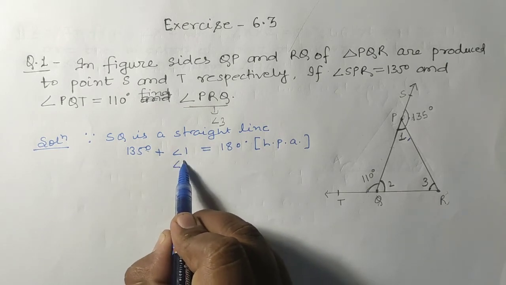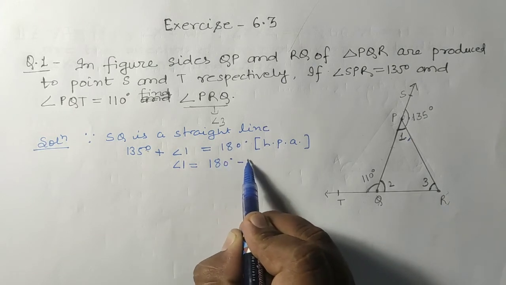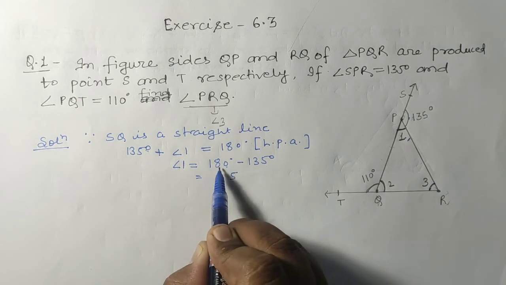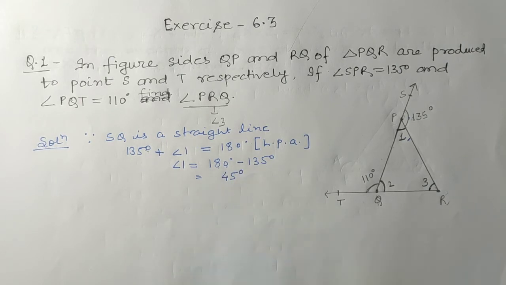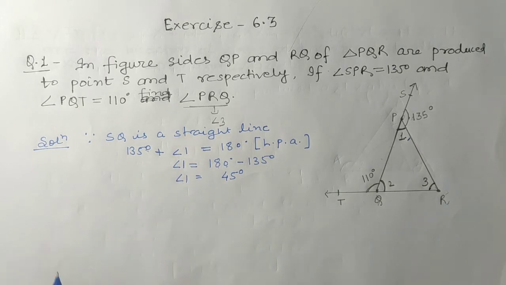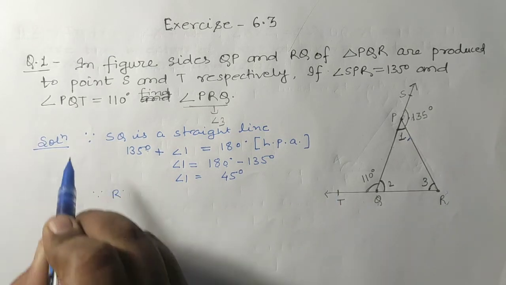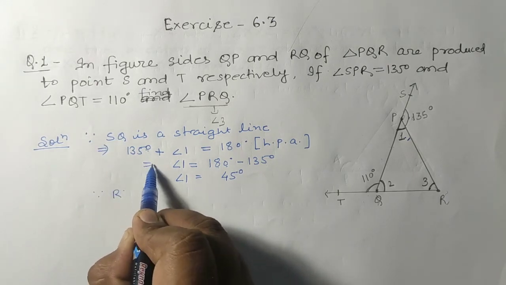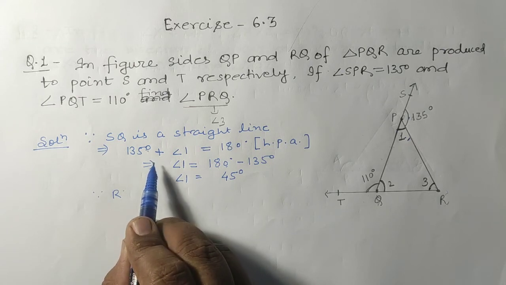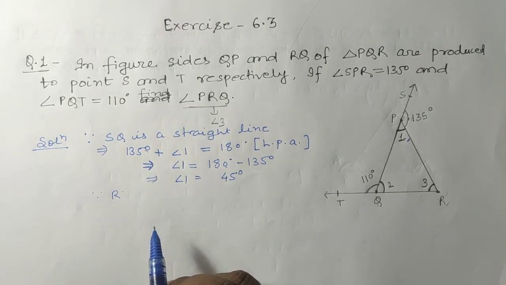Now from here we can find the value of angle 1. The value of angle 1 will be 180 degrees minus 135 degrees. When we subtract, 10 minus 5 is 5, 7 minus 3 is 4. So it will be 45 degrees. So angle 1 is 45 degrees. In the same manner, for RT you can put this sign. This sign implies that whenever you solve any equation, in front of that you put this sign so that it will be more proper.